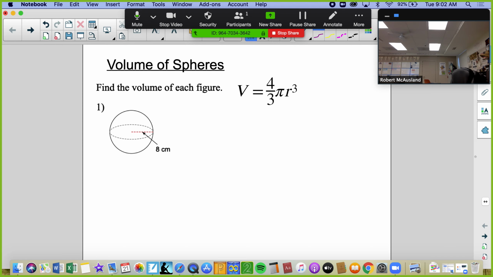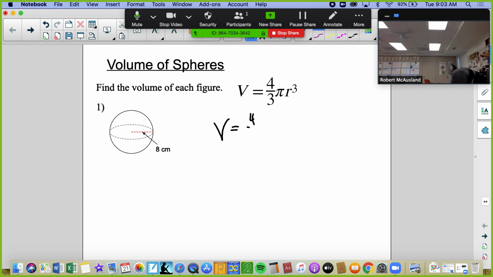Something that should be somewhat obvious is the cubing of the radius. Remember, volume is always going to be three-dimensional. So it'll be important that we understand that component. So let's start plugging in values into this equation.